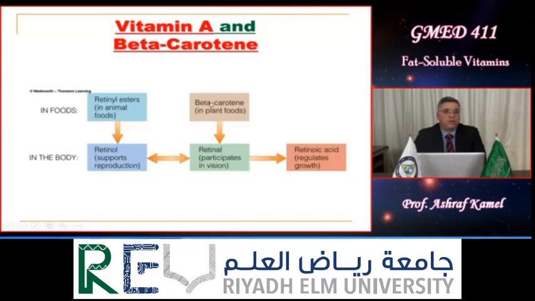And the beta-carotene in plant foods, compared to the retinyl esters in animal foods, gives retinal. And you can see that there is a reversible conversion between retinol and retinal inside the body. Retinal participates in vision. Both of them, retinol and retinal, can be converted to retinoic acid, which regulates and is important for growth.